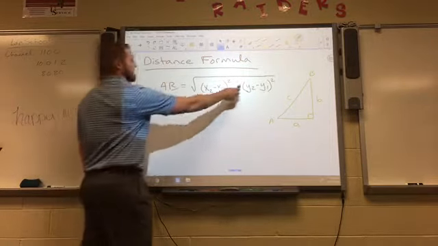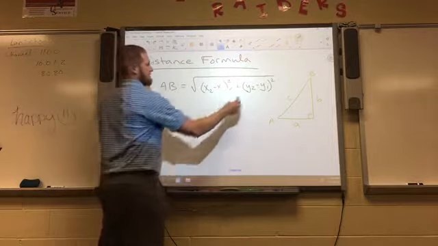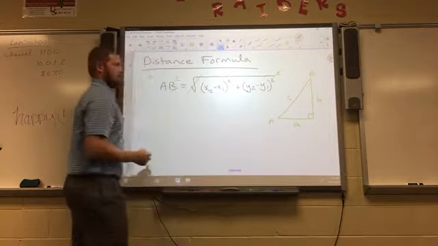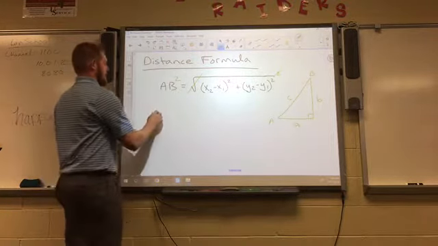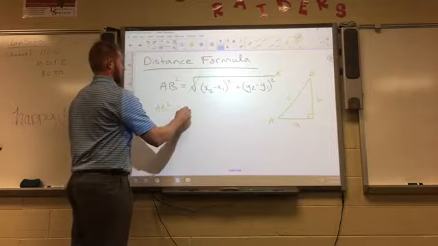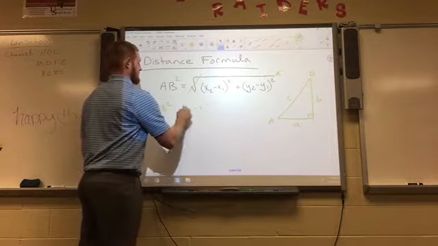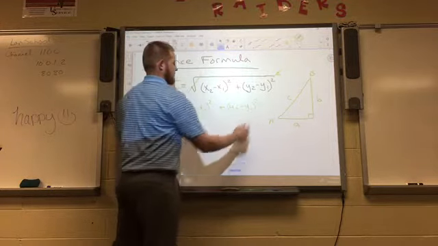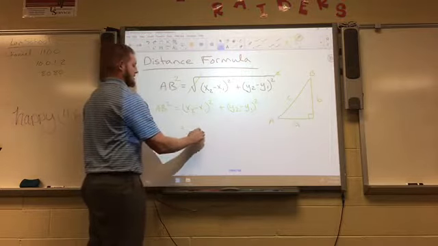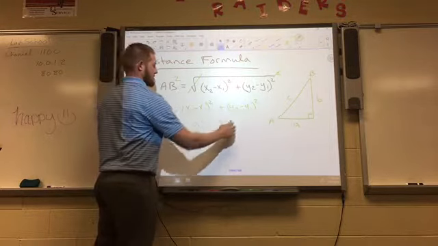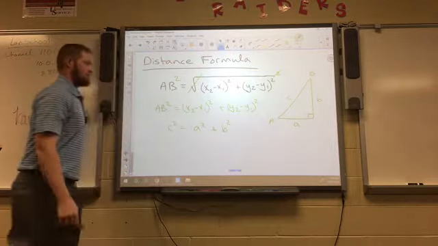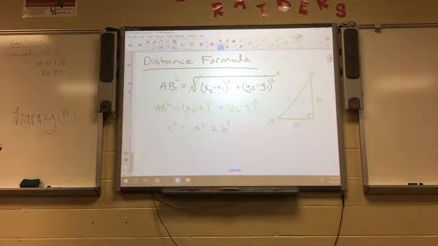Okay, so what we have here is Pythagorean theorem, because if I were to take this and square both sides, that would cancel, right? Square root and the squared, and then I'd have AB squared equals x2 minus x1 squared plus y2 minus y1 squared. Well, we said x2 minus x1 was a, so it would be a squared, plus we said this was b squared, and we said ab was c. So we could go through and alter a couple things, and it is just Pythagorean theorem. It's all the same thing.